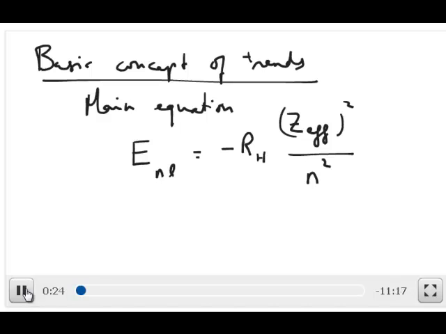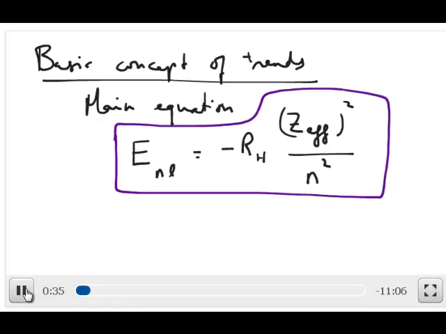So the main equation to keep in mind as far as trends is concerned is the equation for the binding energy, which is shown right here. The binding energy, which is the energy holding the electron together in the atom, and usually this is used to refer to the valence electron, is given by the following equation. Negative R_H, which is the Rydberg constant, times Z effective squared over n squared.